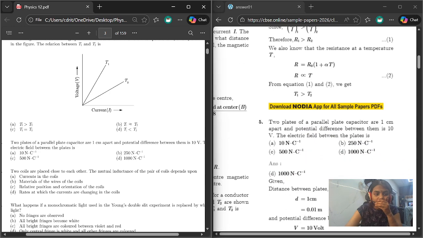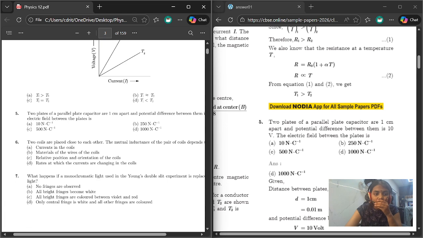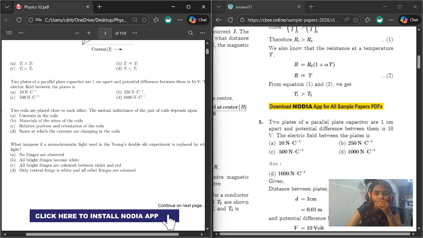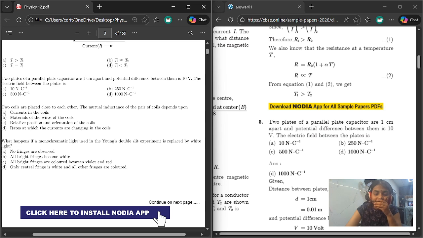Okay, now the next, fifth question that we are going to move to. Two plates of the parallel plate capacitor are 1 centimeter apart, and the potential difference between them is 10 volt.